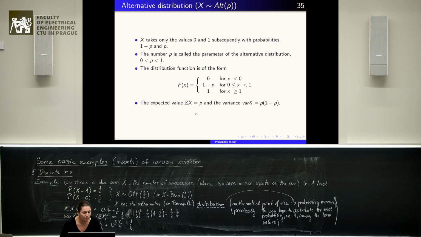The expected value in our case is equal to 1/6, which is the probability of success, and it holds in general. You can try to prove it. It's quite an easy exercise. So in general, the expected value of x is equal to p, and the variance of x is equal to p times 1 minus p. So in fact, the probability of success times the probability of failure. And so this is the basic model of discrete random variables.